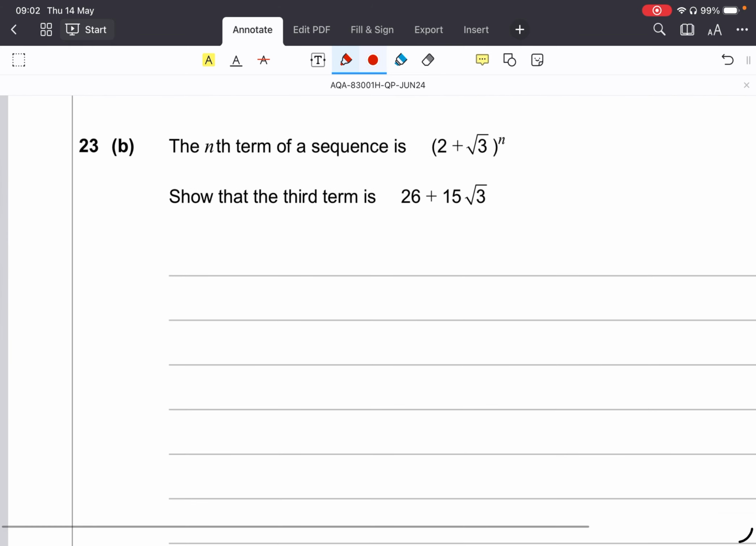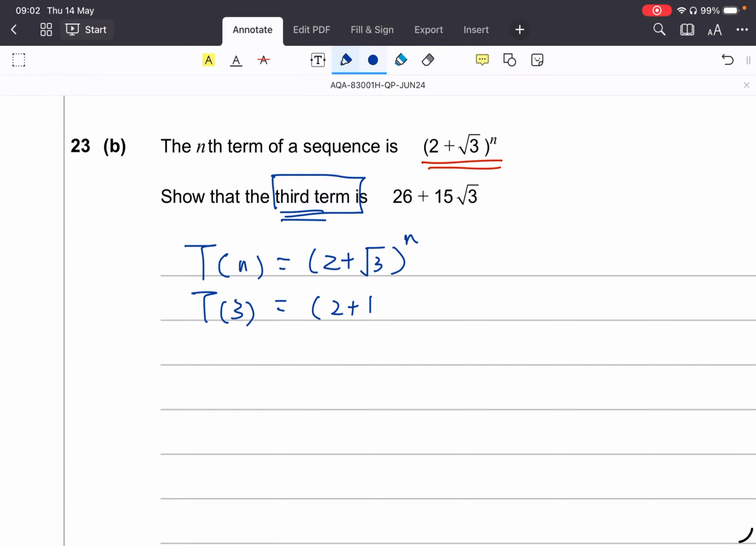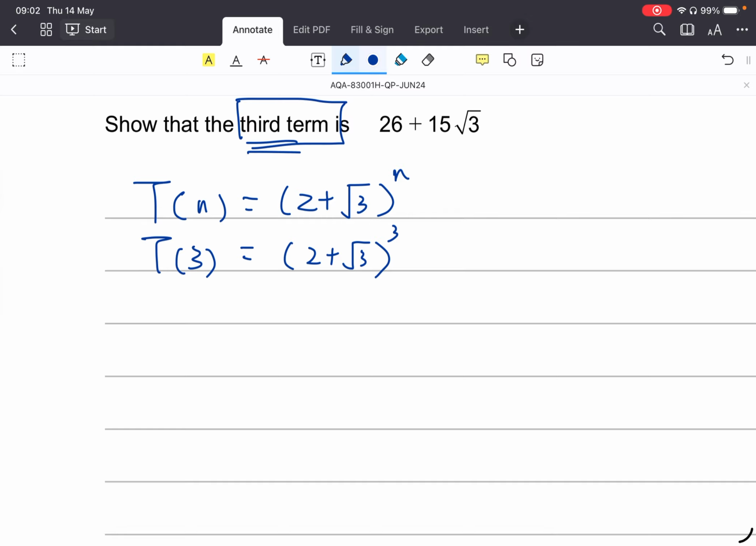For 23b, we have the general term, and you're looking for the third term. The general term is Tn equals 2 plus square root of 3, to the power n. Now you're looking for the third one, so T3 equals 2 plus square root of 3, cubed. If we're having a cube, that means we have 3 brackets.